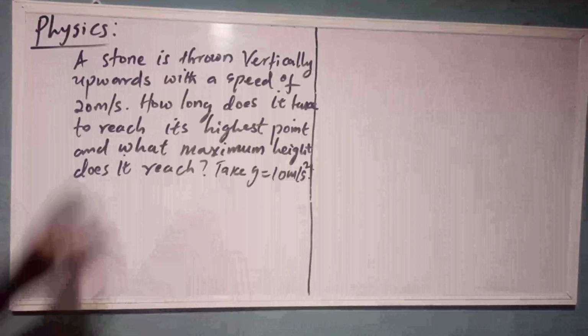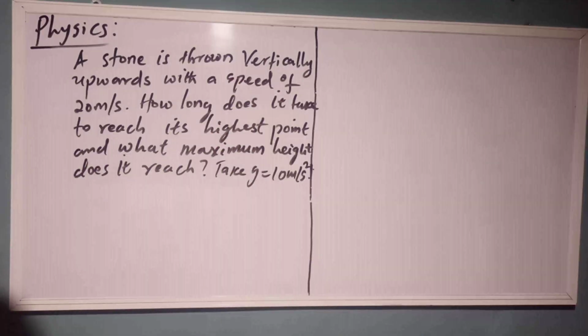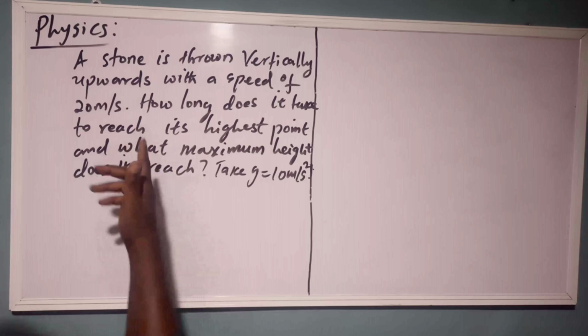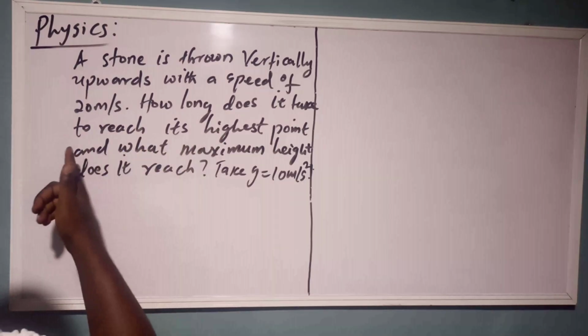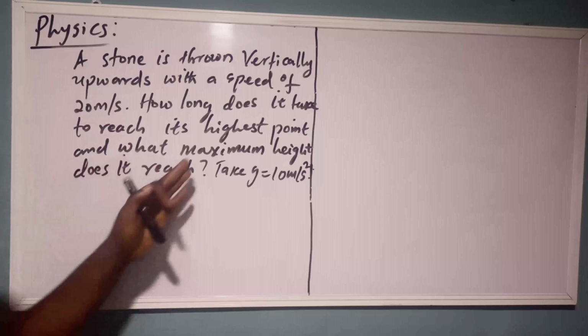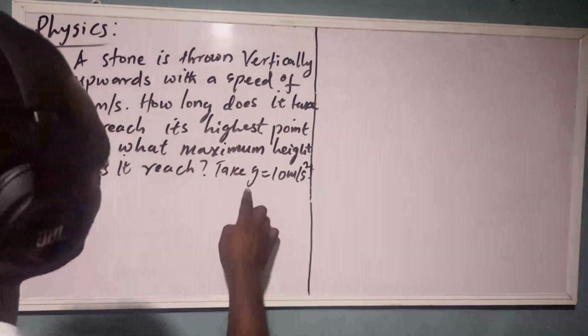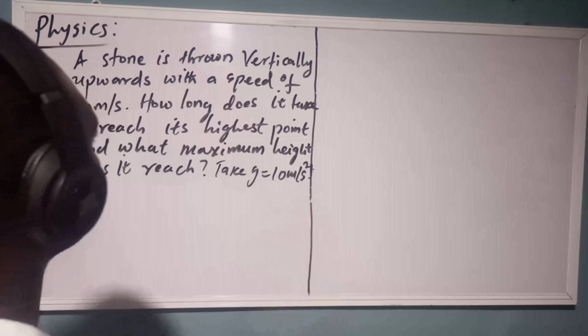Hi everyone. I have a question that says a stone is thrown vertically upward with a speed of 20 meters per second. It says, how long does it take to reach its highest point? And what maximum height does it reach? Take g as 10 meters per second squared.